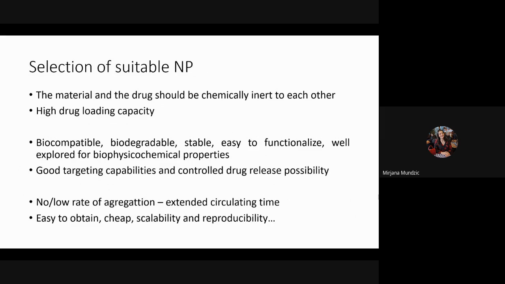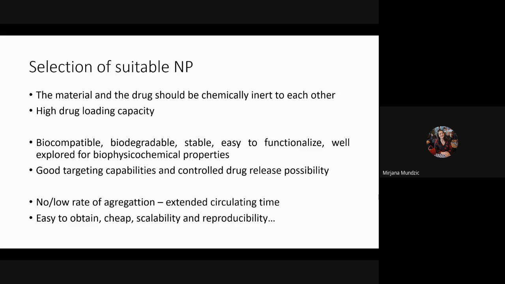To be sure that we selected a suitable nanoparticle, we have to make sure that the material and the drug that we want to deliver are chemically inert to each other so that they don't interact in between.